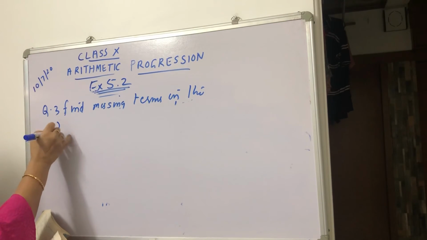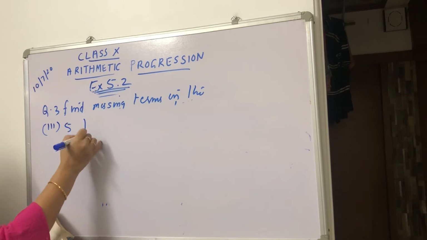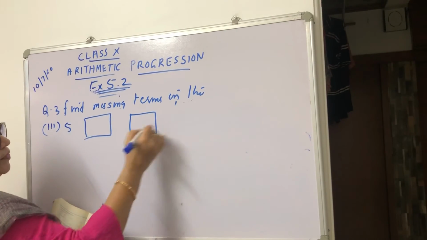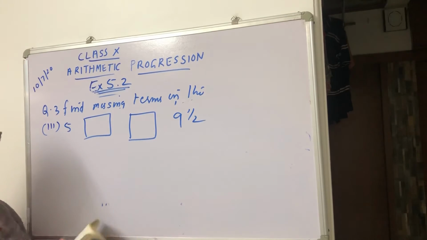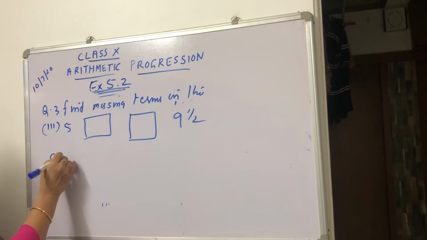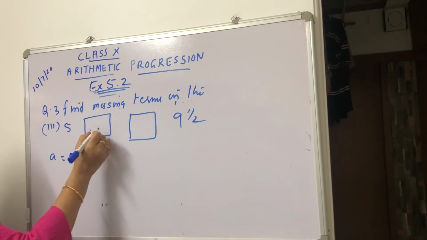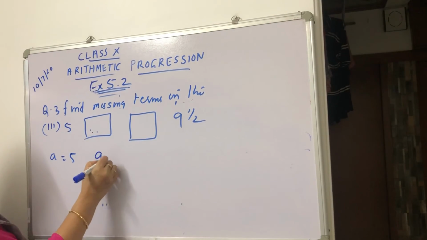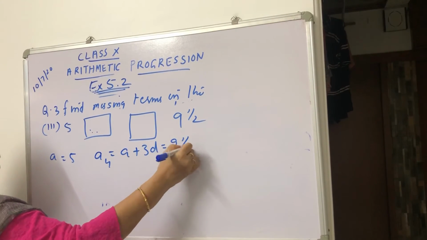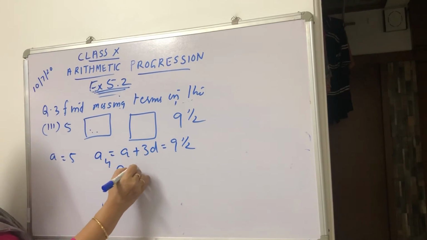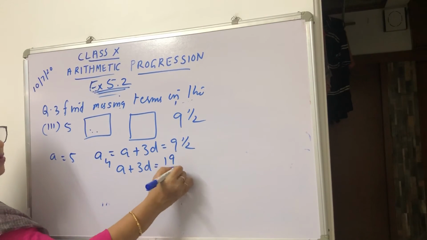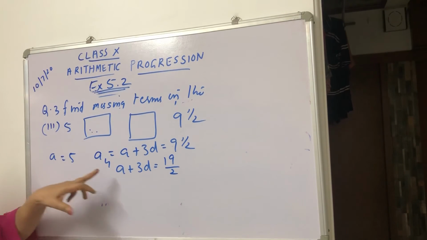Next one, third. 5, and 9.5. So A is 5, then 2, 3, 4. A4 is A plus 3D equal to 9 1 by 2. That is A plus 3D is equal to 9, 2 nines are 18, 19 by 2. The value of A is 5.